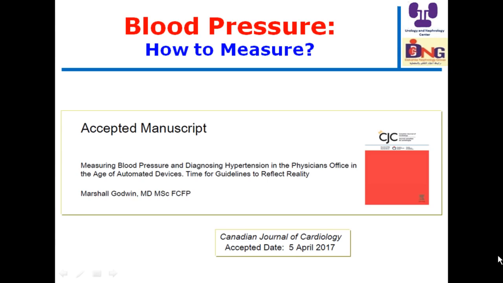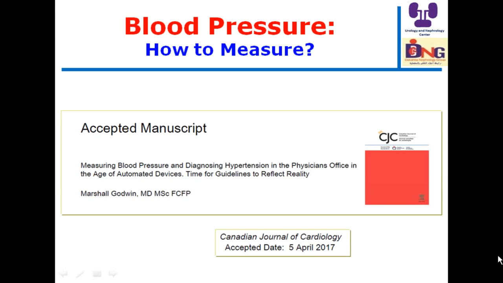Fifth, the pressure in the cuff should be released at a rate of 2 millimeters of mercury per second. Sixth, the clinician should obtain at least 2 readings separated by at least 30 seconds, 1 or 2 minutes even, and average them. If these differ by more than 5 millimeters of mercury, additional readings are necessary. The readings should be rounded off to the nearest 2 millimeters of mercury.